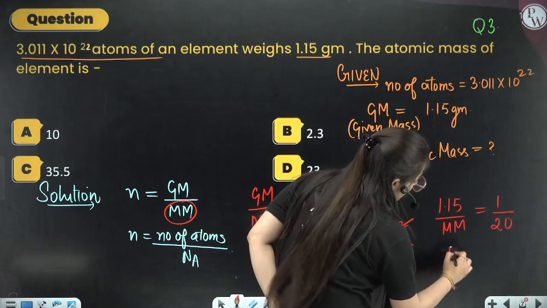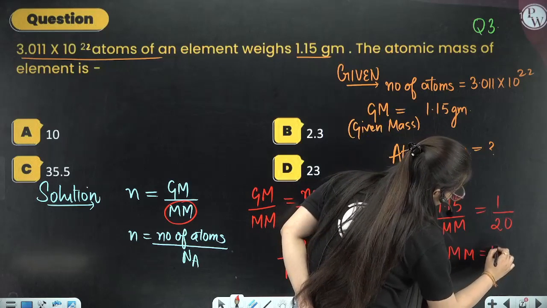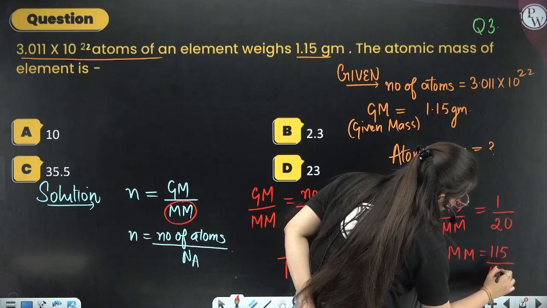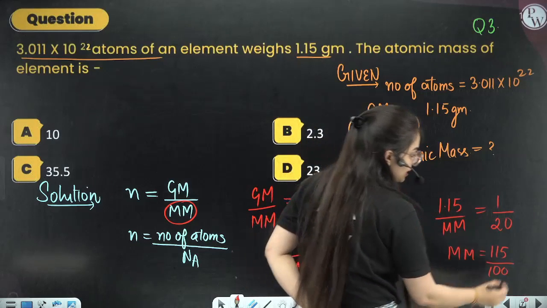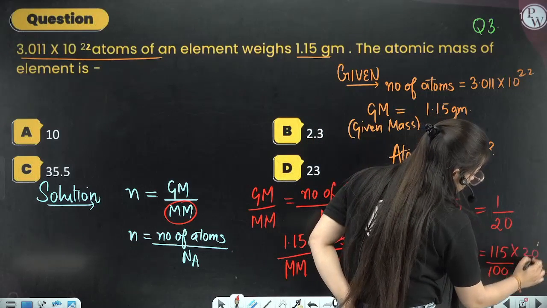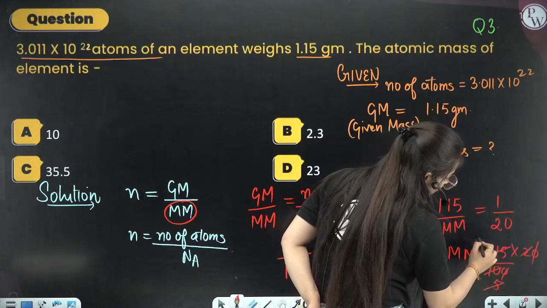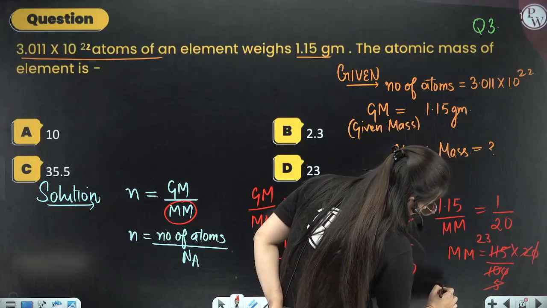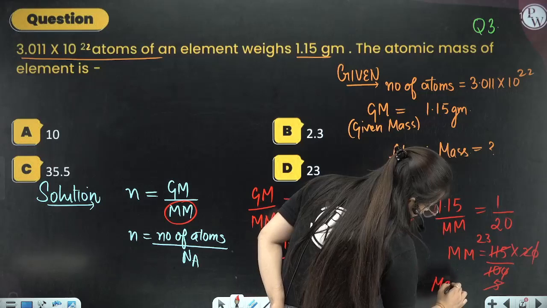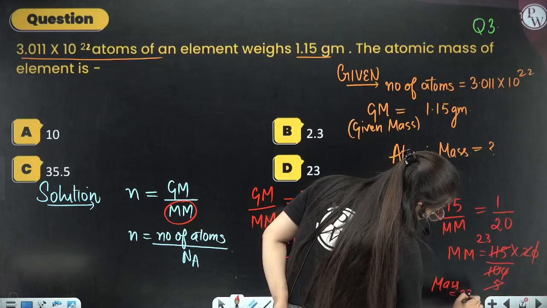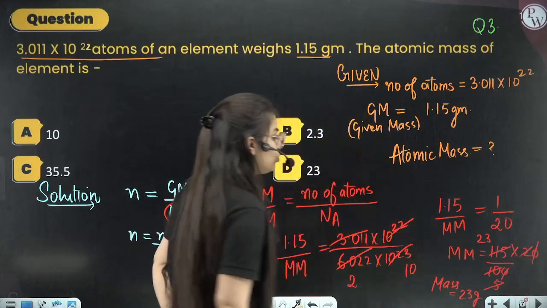See, molecular mass comes out to be 1.15, which I can write as 115 divided by 100 because I am taking the decimal down, into 20. So the 0 gets cancelled and 2 5s are 10. Now when I am dividing, it comes out to be 23. So the mass comes out to be 23 grams.